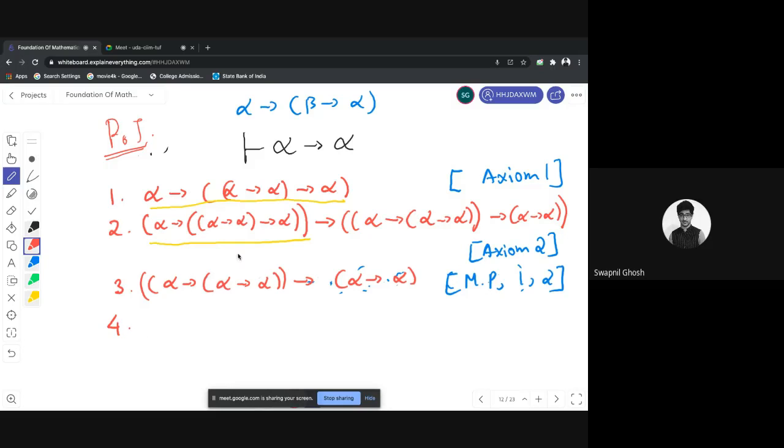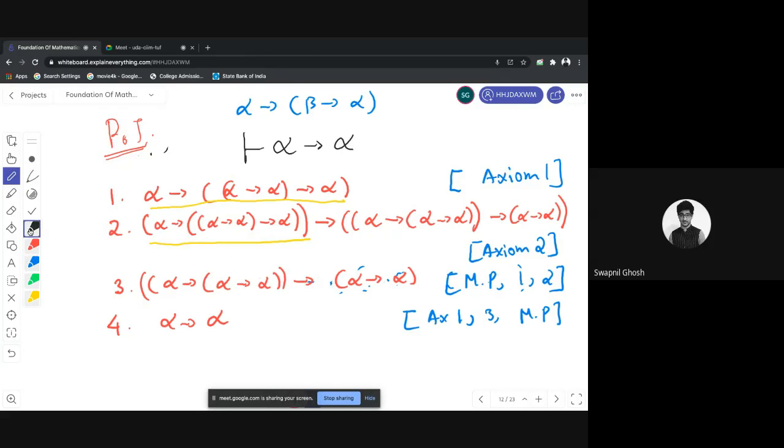Now again, we can notice that this is actually the first axiom. So we again apply modus ponens and we get alpha implies alpha. Axiom 1, comma, this statement 3, and the modus ponens. So what we arrived at is alpha implies alpha. This is what we wanted to prove.